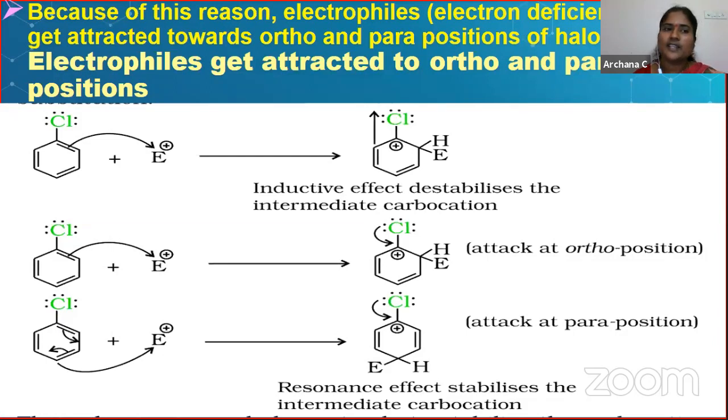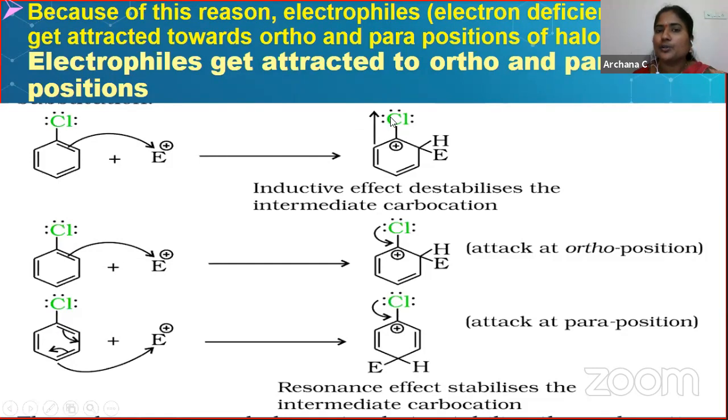So here we will see what is happening in haloarenes. In haloarenes, when the electrophile attacks at the ortho position, see what happens. There is a generation of an intermediate carbocation. This intermediate carbocation is going to be destabilized. Why is it destabilized?